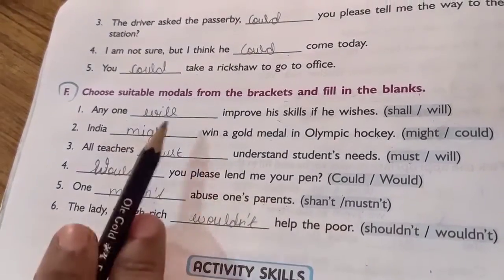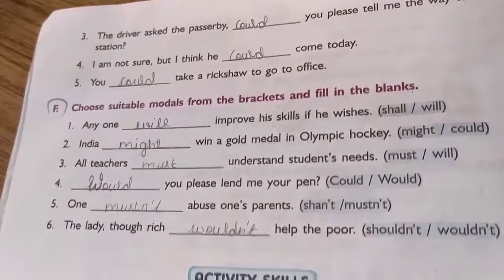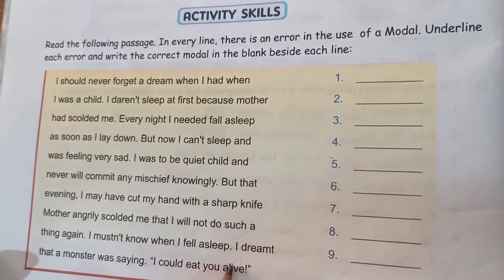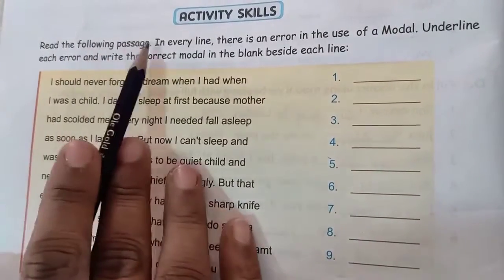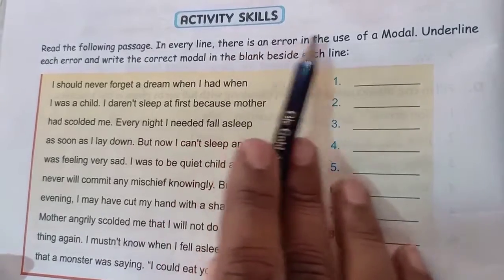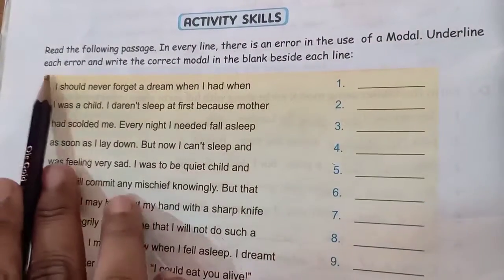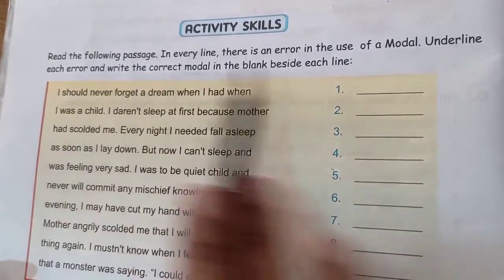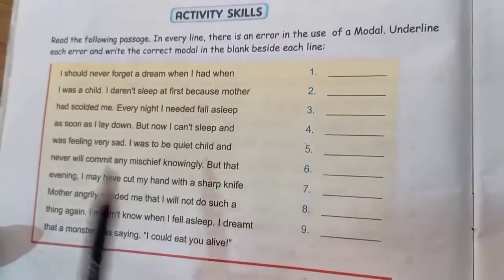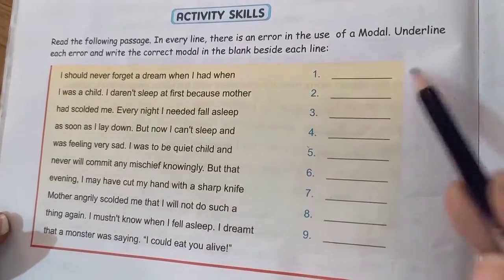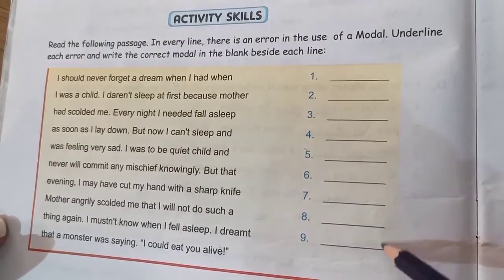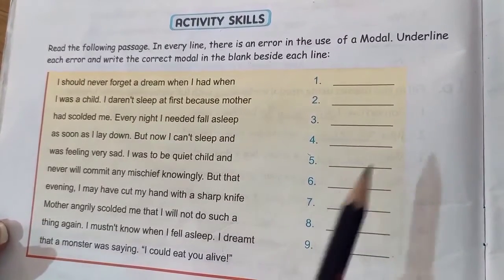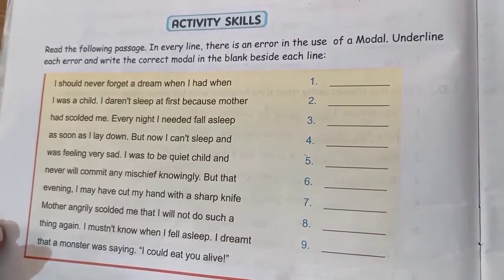Okay children, complete all these exercises properly, and coming to activity skills, I want you to do this all by yourself. Read the following passage. In every line there is an error in the use of modal. Underline each error and write the correct modal in the blank beside each line. I want you to do it yourself. When I do the corrections for the textbook, I should see that this is complete. Activity skills is for you. You have to try this, not me. Make sure you complete this yourself.